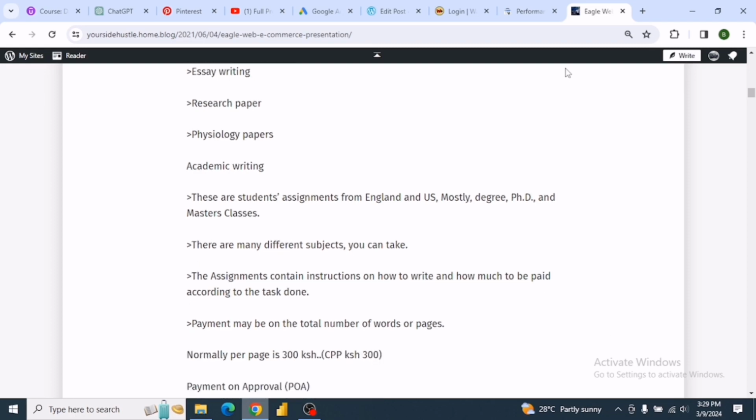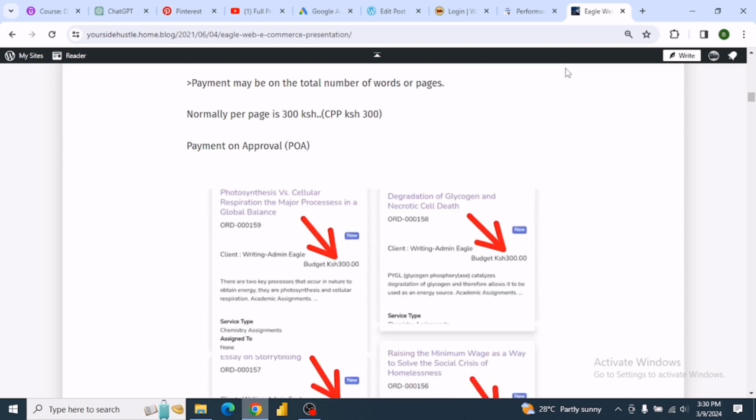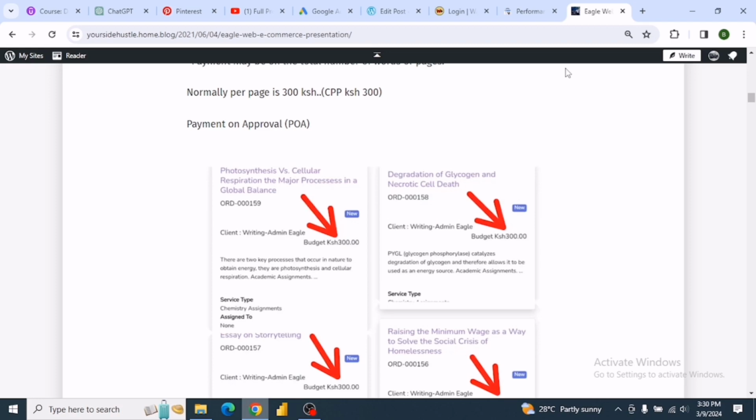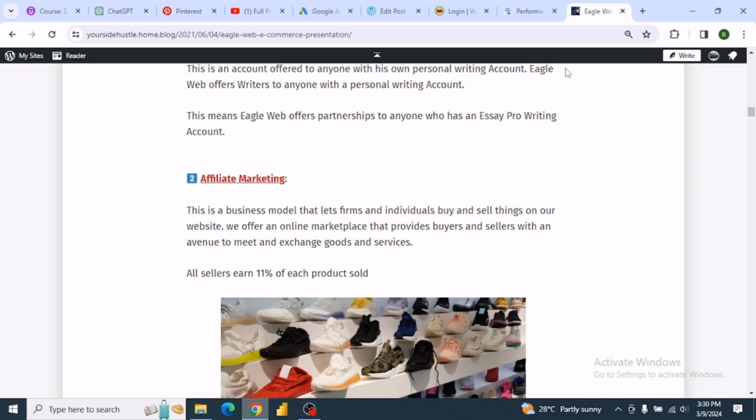Per page, they normally pay around 300 shillings. So if you do at least 5 pages per day, that's 1500 per day. Let's go into another way you can make money with Eagle Web. The next one is through affiliate marketing.